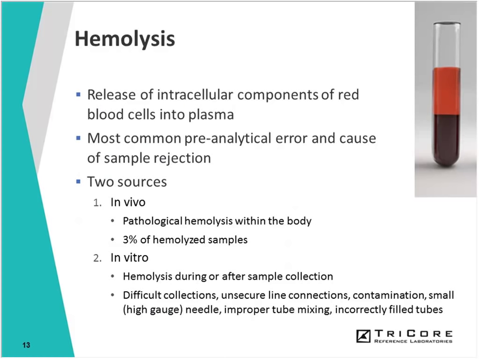Hemolysis occurs in blood samples when red cells are lysed and release their intracellular contents into the serum or plasma. Hemolysis is the most common source of pre-analytical error and a major reason why samples are rejected for analysis. Hemolysis is infrequently due to in vivo causes. It is far more likely to occur in vitro, either during the collection of the blood sample, or transporting it to the laboratory, or when being processed.